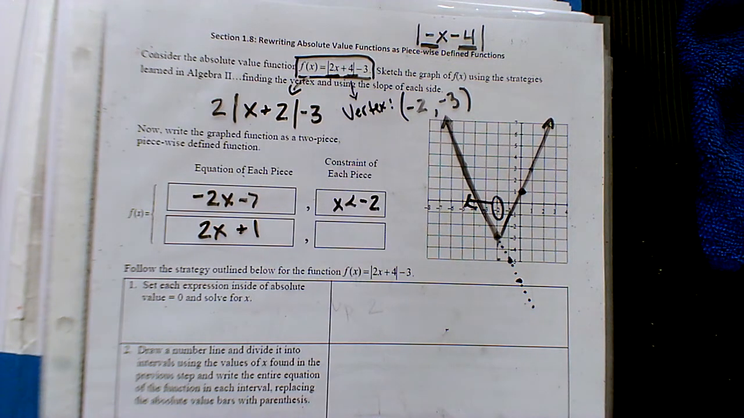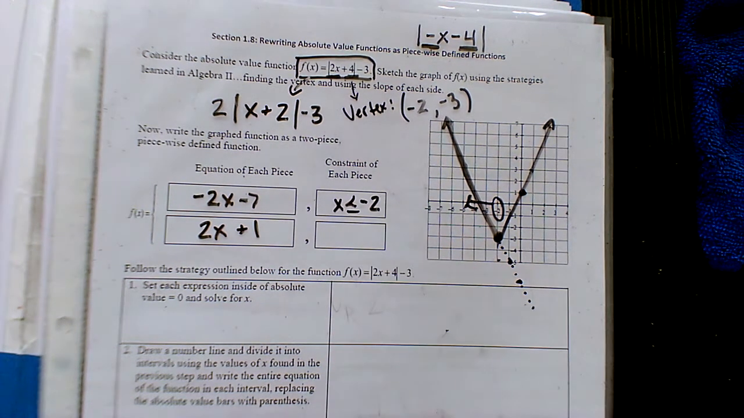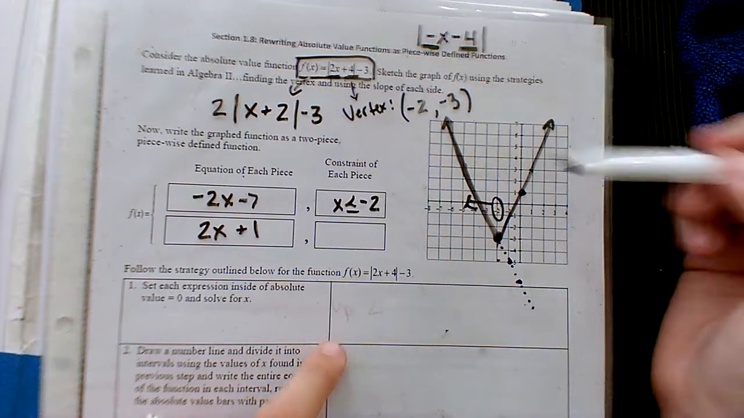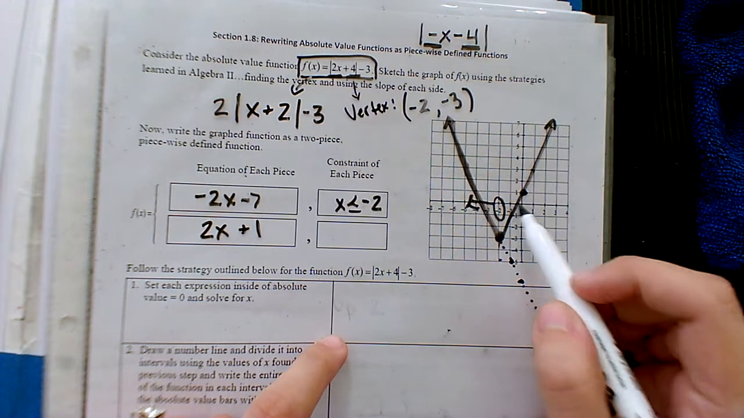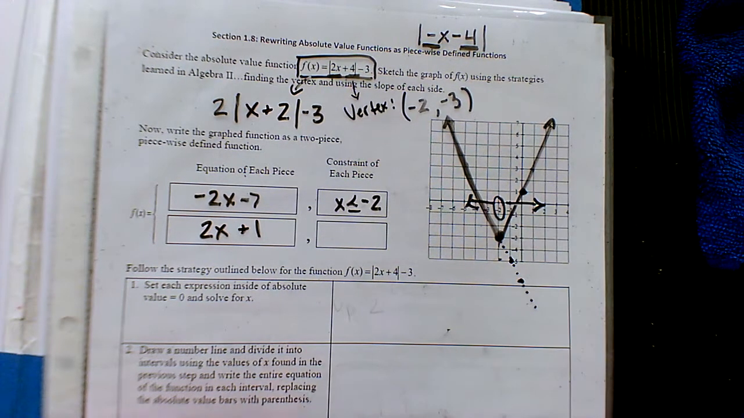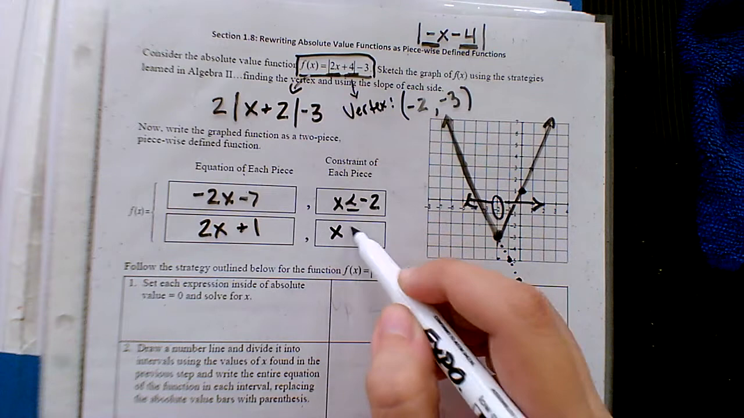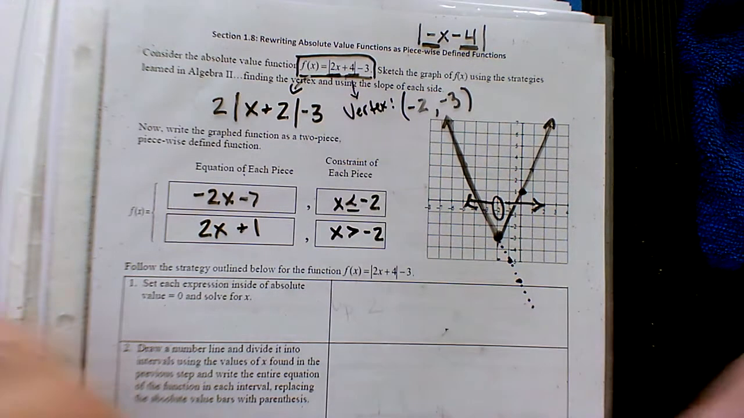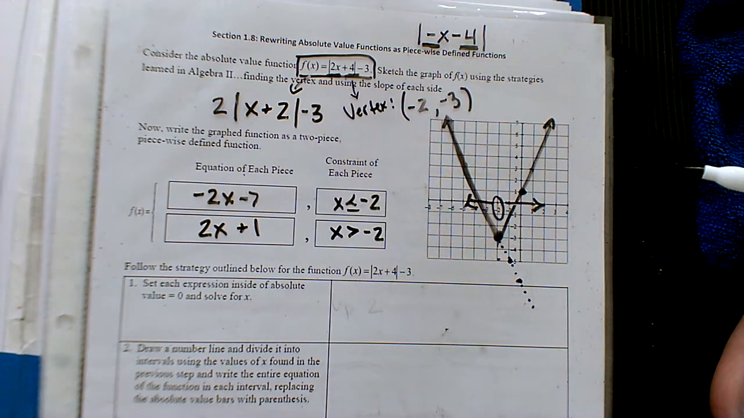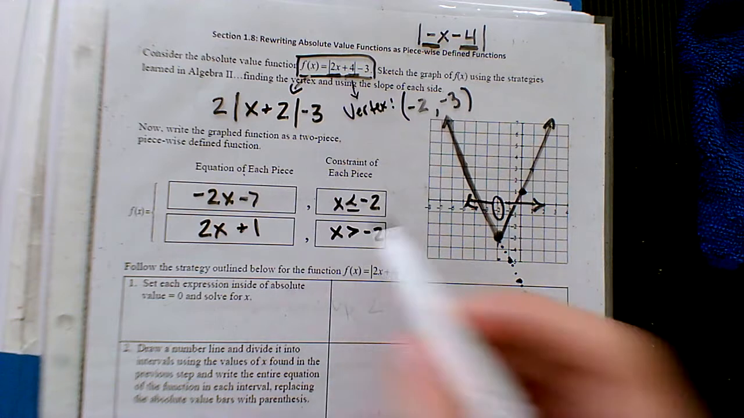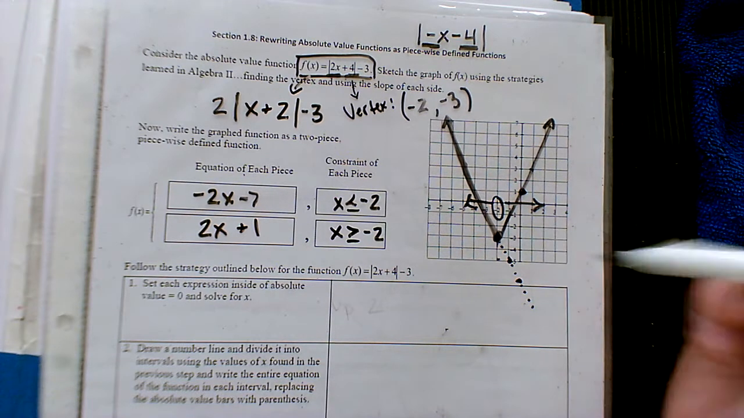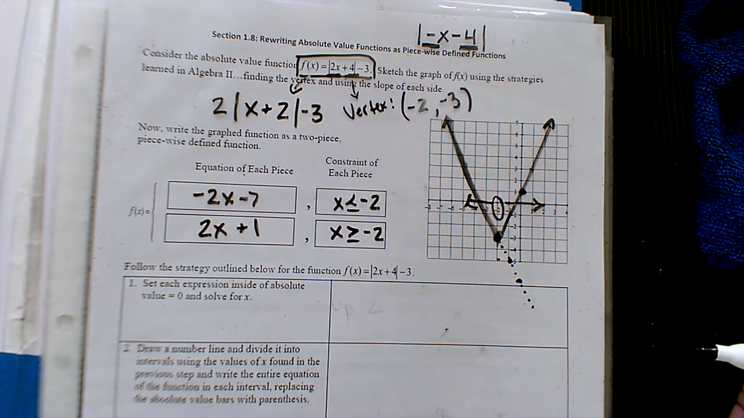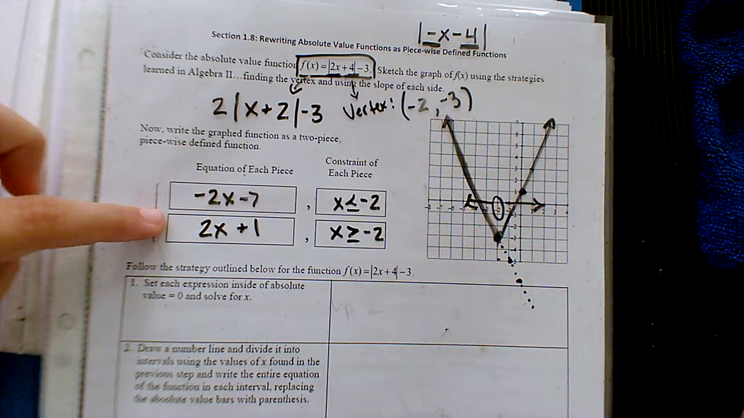Can we include -2? Yeah, because there's a closed circle. It's actually our vertex, right? So we'll go ahead and put a bar. The other line starts at -2, and it's everything to the right of it. So x is greater than -2. Can we include that -2? Yeah, because it's still the closed circle, right? It's the same closed circle. So you could have a bar on both. That's okay. So there's our piecewise function.